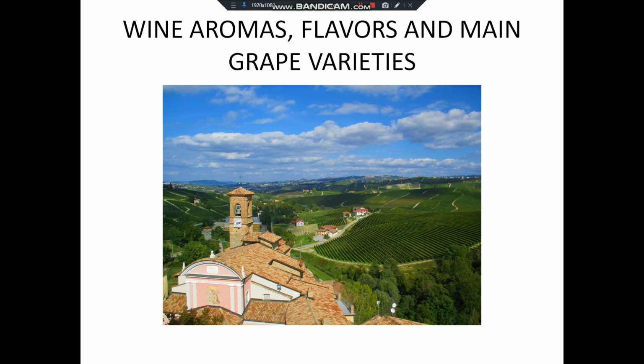This is episode 2. Today we're going to go over wine aromas, flavors, and main grape varieties. In the first episode, we went over the very basics of how wine is made, the difference between red and white wine, and why wine tastes the way it does. Today we're going to dive a little deeper and go over aromas, flavors, and again, main grape varieties.